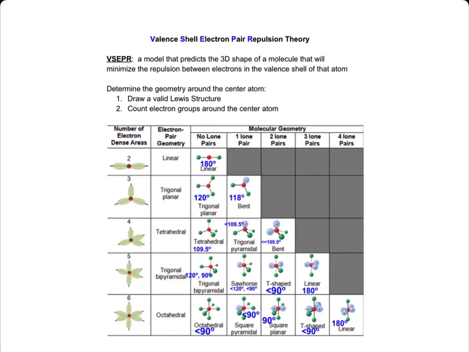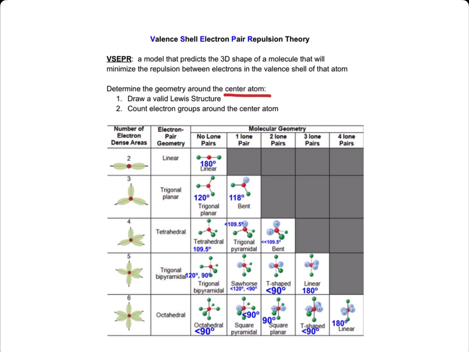We're going to be talking about the valence shell electron pair repulsion theory and how to assign the geometry to that molecule. VSEPR is a model that predicts the 3D shape of a molecule that will minimize the repulsion between electrons in the valence shell of that atom. To determine the geometry, we have to draw a valid Lewis structure and examine its center atom.